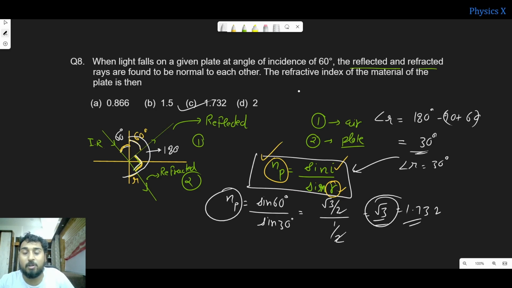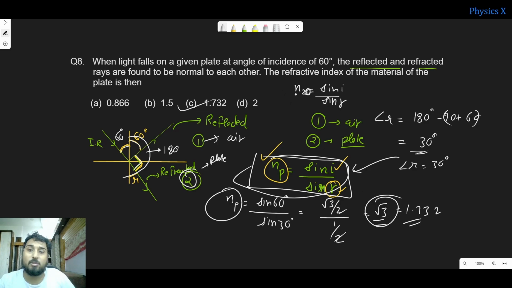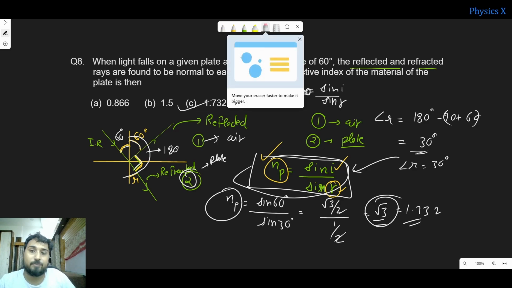How did we write this? Because I told you that the refractive index n21 is sin i by sin r. Now in this case, the material we are traveling to is the plate, and the material we are traveling from, we consider as air or vacuum because nothing is mentioned. So n1 is air, so we write 1 for it, and 2 we are writing as the plate. So I got this formula, right? So this is how we solve.